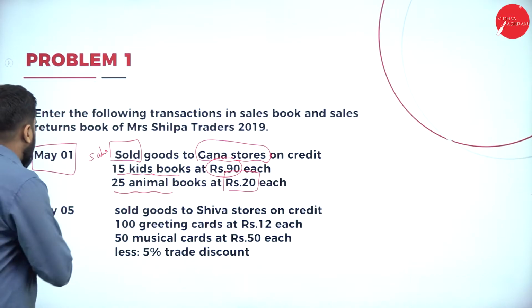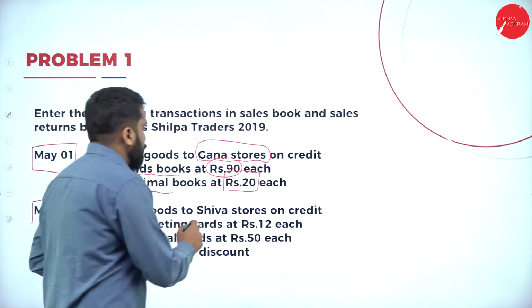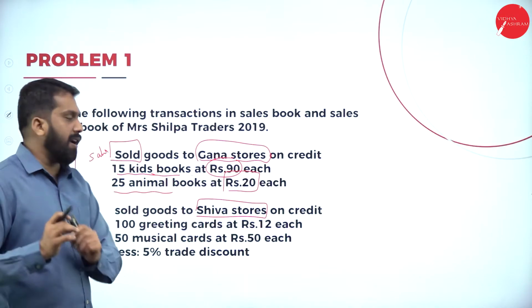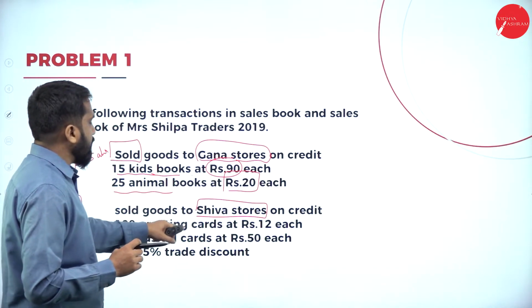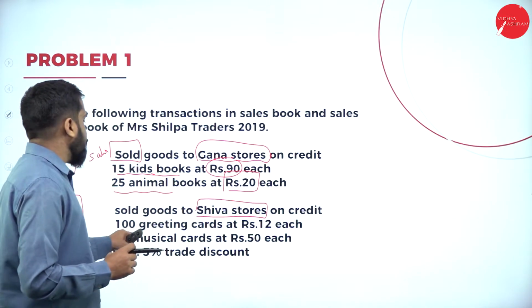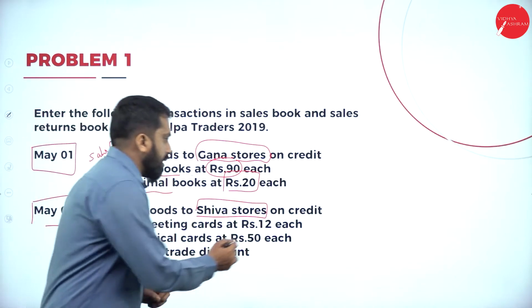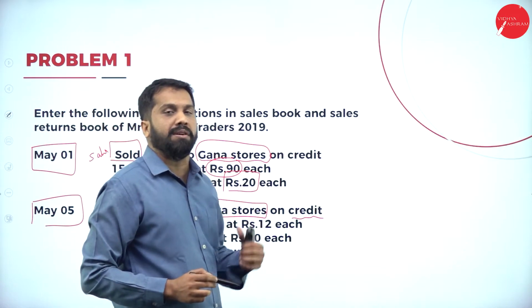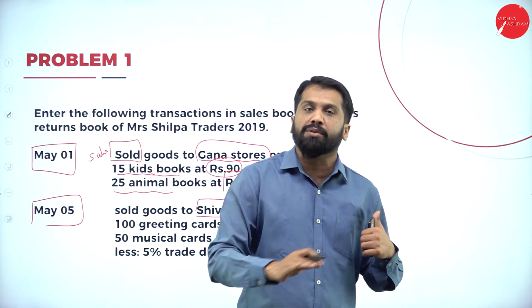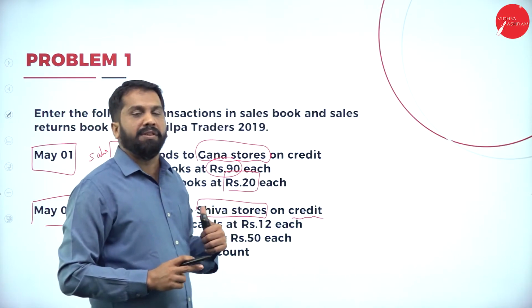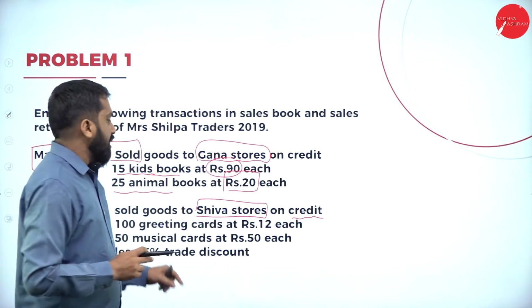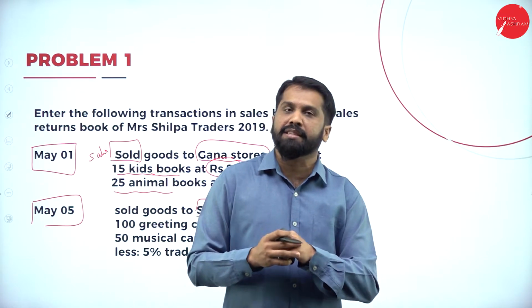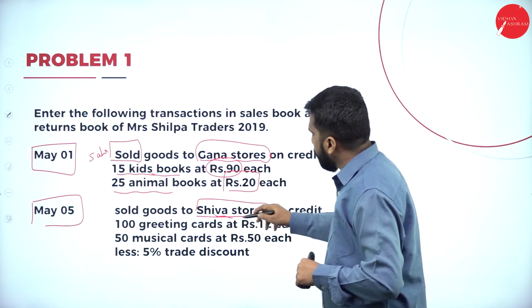First one is done. Again, May 5th. Sold goods to Shiva Stores. What should we write? We should write Shiva Stores. Now, on credit, 100 greeting cards at rupees 12 and 50 musical cards at 50. Remember, if it is not on credit, if it is on cash basis, we will not consider it. Why? Because we are doing a subsidiary book.